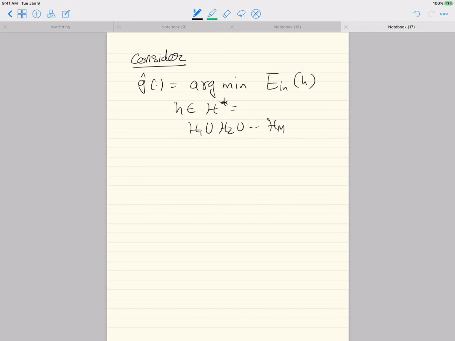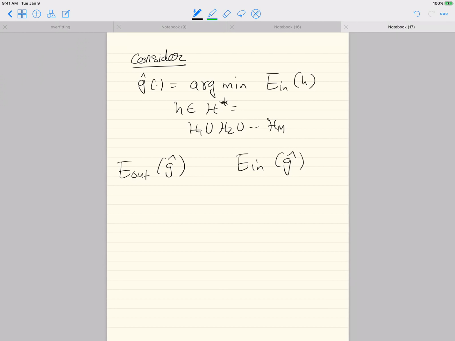Can anyone give me a relation between E out of g hat and E in of g hat? How will that depend? So H1 could be linear models, H2 could be second order models, there could be some neural networks here, and we look at all possible candidates and pick one with the smallest training error. So first, which candidate, which model is likely to be selected? Linear, second order, neural networks, which one will we be selecting? The most complex one, right? So ideally a neural network.